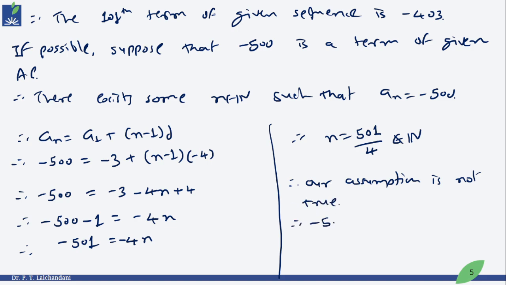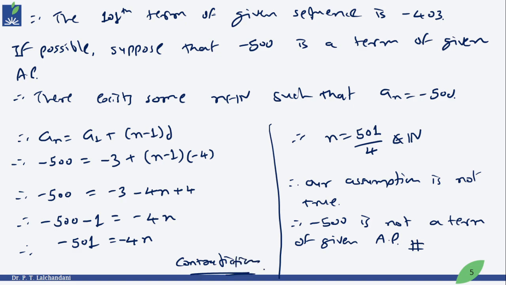That means minus 500 is not a term of the given arithmetic progression, and this is your answer, right? Now see, this method of mathematics is called the method of contradiction. That means the statement in which we are asked to prove something, right?